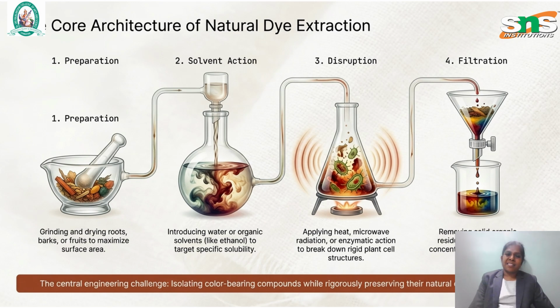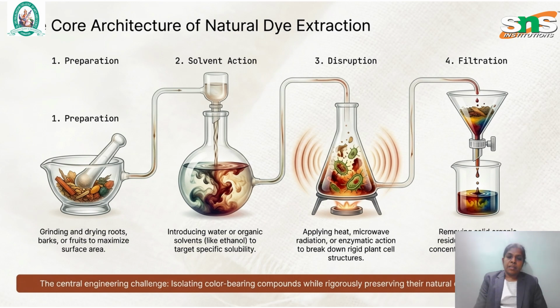When you take the extraction of natural dye, there are several steps involved. The first one is the preparation. Here, you take the particular natural dye source. It can be a bark, stem, root, leaf, flower, seed, etc. These are dried and made into powder. When you dry them, you have to dry them in shade. You cannot expose them to hot sun.